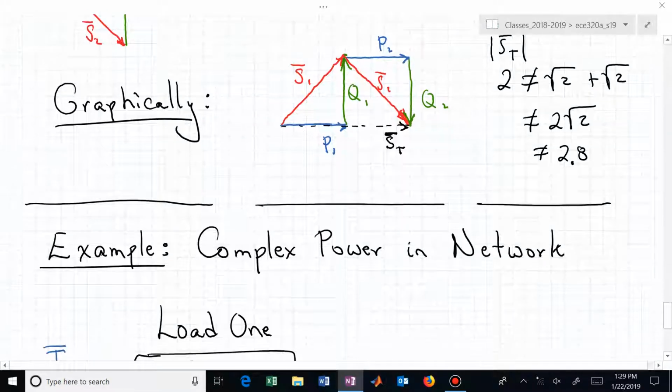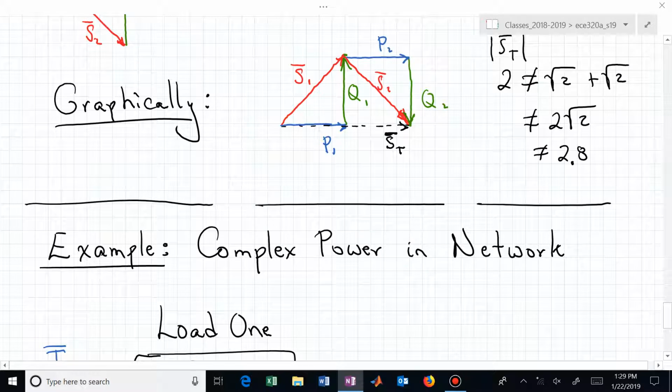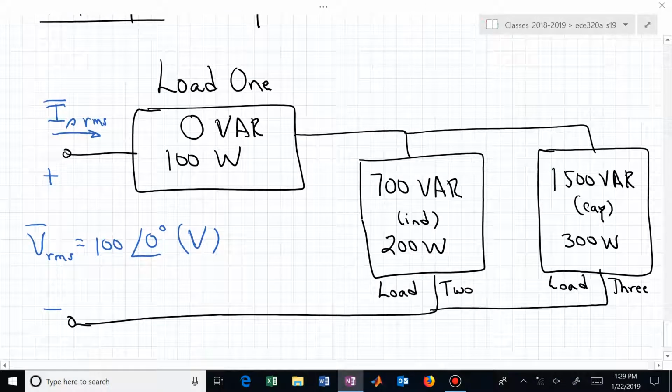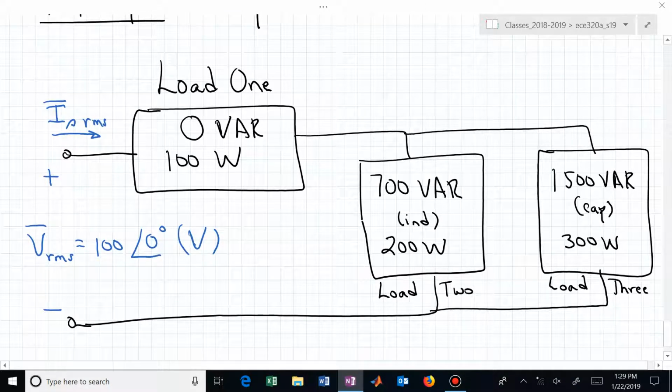Let's now look at this more explicitly with a particular example. Let's look at the complex power in a particular network. And here now I've identified 3 different subsystems. I'm calling them load 1, load 2, and load 3. Load 2 and 3 are in parallel. Load 1 is in series with that parallel combination.